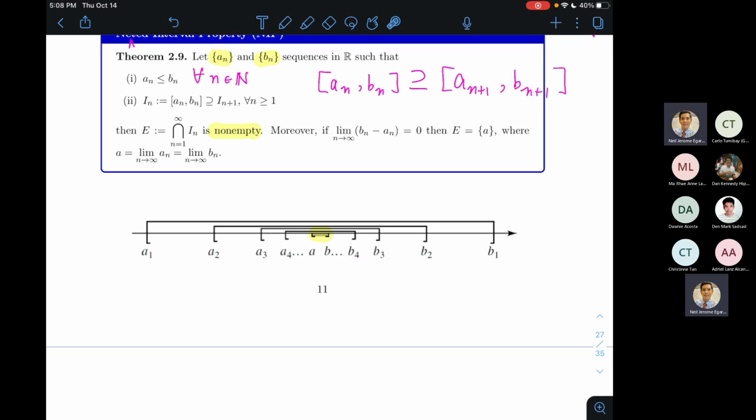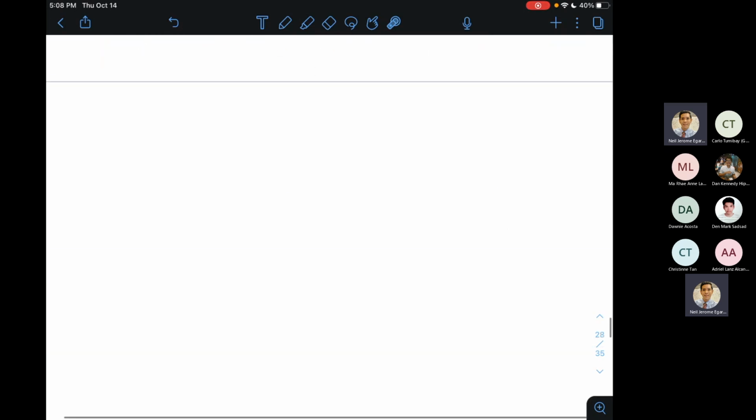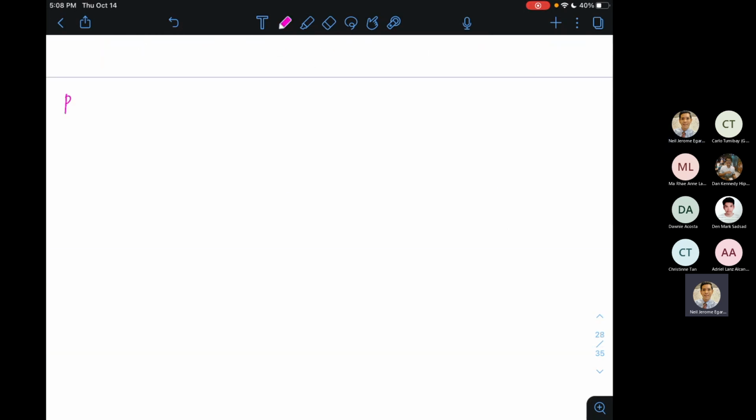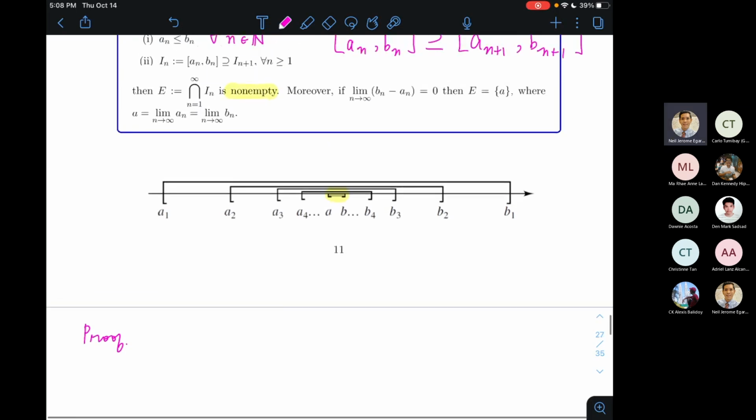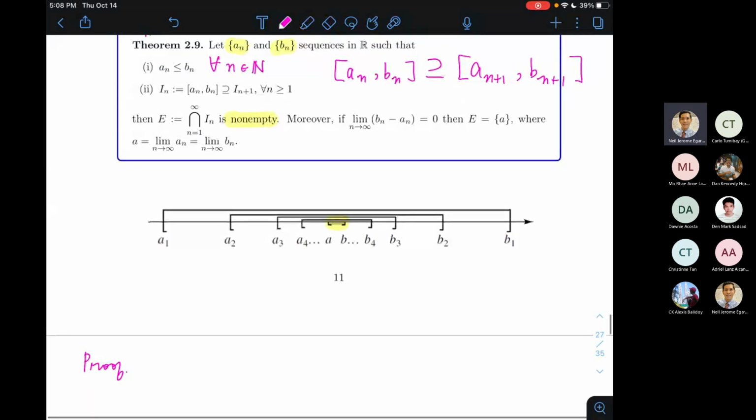Okay, maybe the proof will give us an idea of paano nag-work tong nested interval property. So let's try to write the proof of the NIP. Tapos siguro gagamitin ko rito ay maybe I can make use of the Monotone Convergence Theorem para mapakita na non-empty yung intersection nila. Okay?